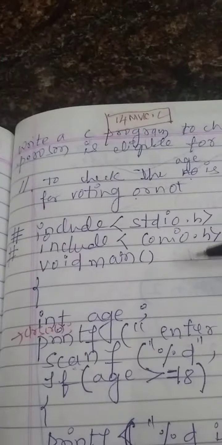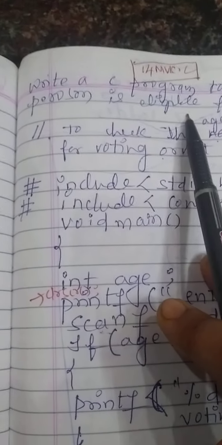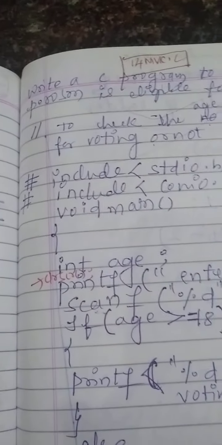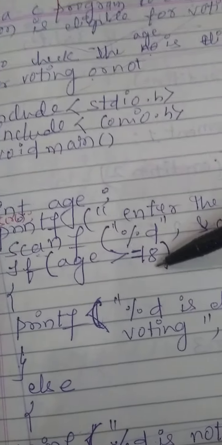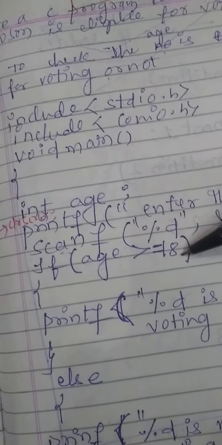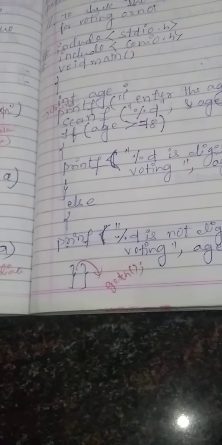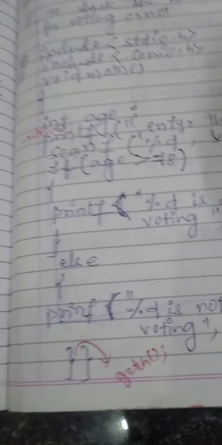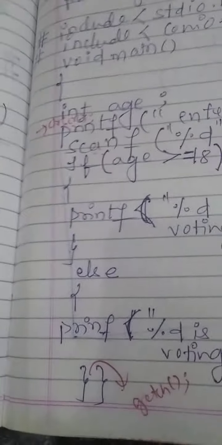And this one is: write a C program to check whether a person is eligible for voting or not. If the age of the person is greater than or equal to 18, then he is eligible, so print it is eligible. If it is not, then print it is not eligible.